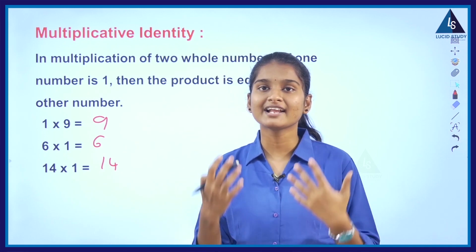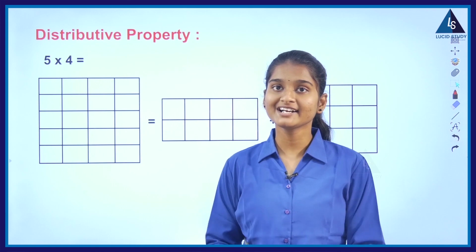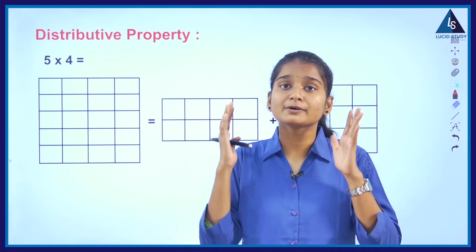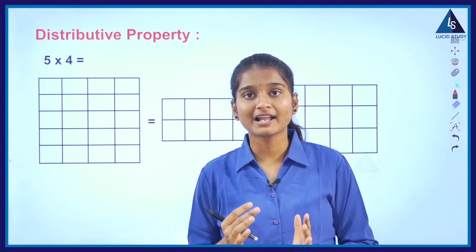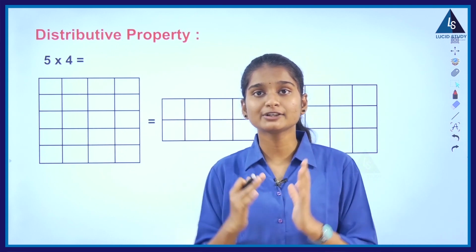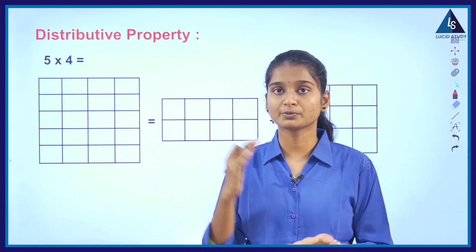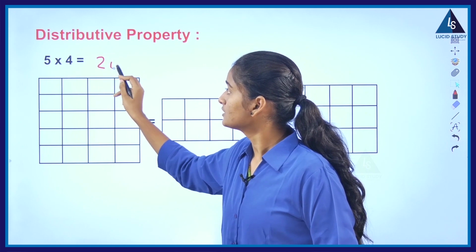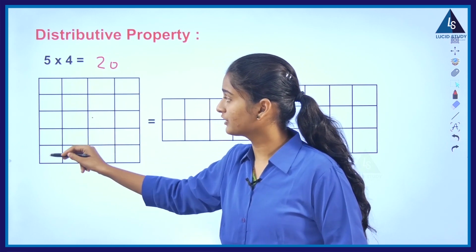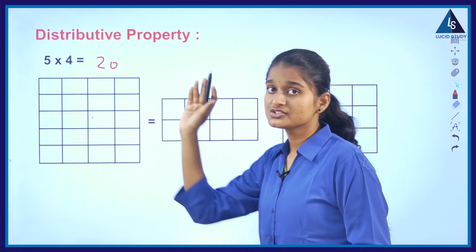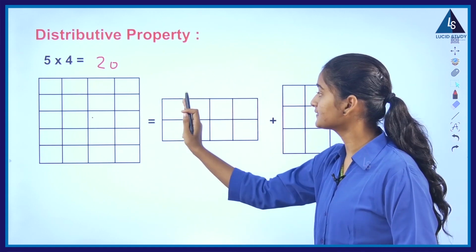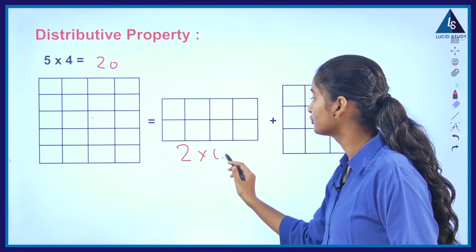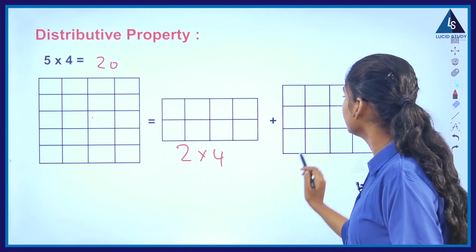Now let us learn another property. Now we will learn about distributive property. What is distributive property? So when two numbers are multiplied, we need to distribute the numbers into two halves. So 5 into 4 is nothing but 20. So 1, 2, 3, 4, 5 and 1, 2, 3, 4. So children, this can also be written as 1, 2, 3, 4 and 1, 2. This can also be written as 2 into 4 plus 3 into 4.